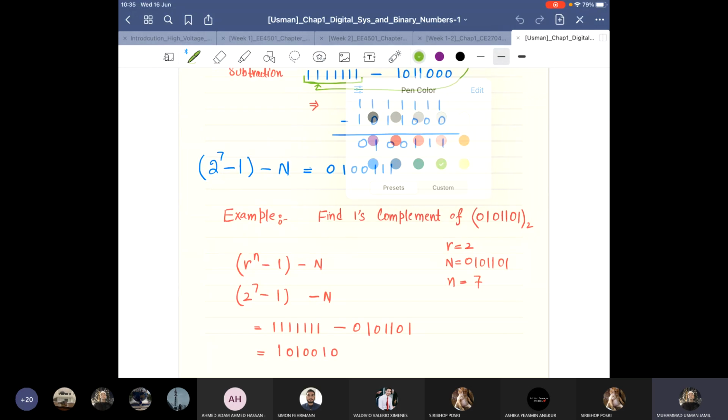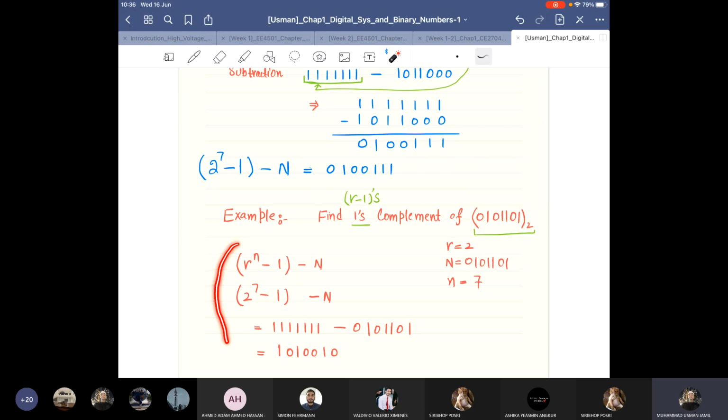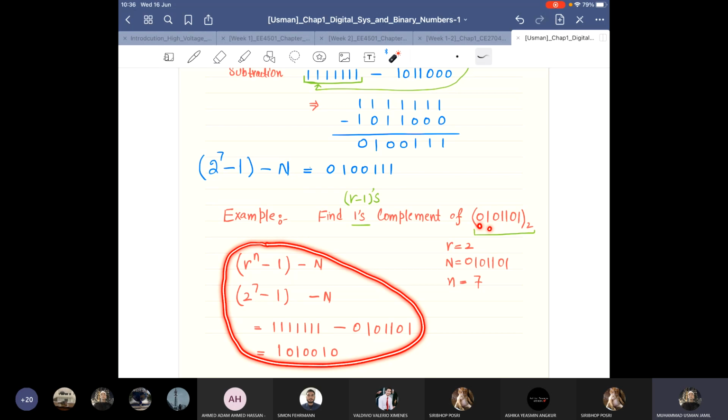Let's suppose we have this binary number and I say find the one's complement. One's complement means we are trying to find the r minus 1's complement, right? Then we did the overall calculation, following the way written in the book, and then we found our result. So when our number is 0 1 0 1 1 0 1, our answer is 1 0 1 0 0 1 0.